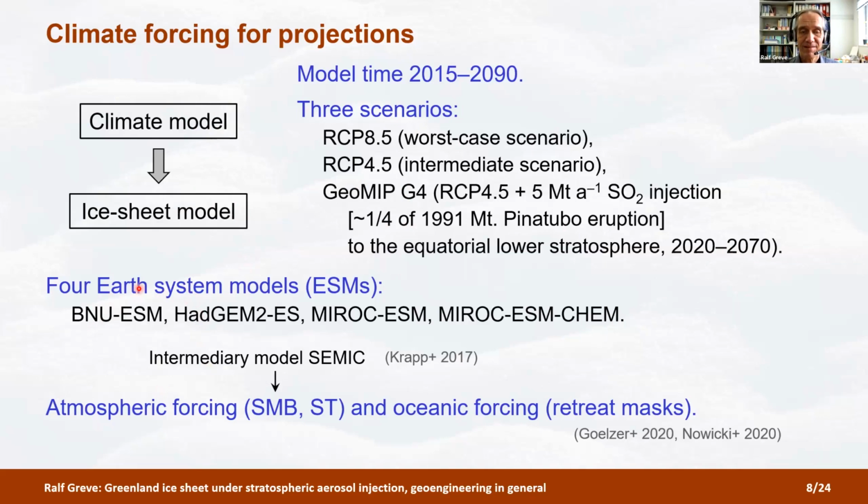From these Earth system models, what we require for the ice sheet models is an atmospheric forcing consisting of surface mass balance and surface temperature, and then an oceanic forcing, which consists of prescribed ice sheet retreat masks, which again I'm not going to explain in all detail here, but it's well documented in the ISMIP6 papers. And I should also say that these Earth system models do not directly provide the surface mass balance. So to compute that, we had to drive an intermediary model called SEMIC, a surface energy and mass balance model of intermediate complexity, which uses the input from the Earth system model to provide the surface mass balance on the grid of the Greenland ice sheet.